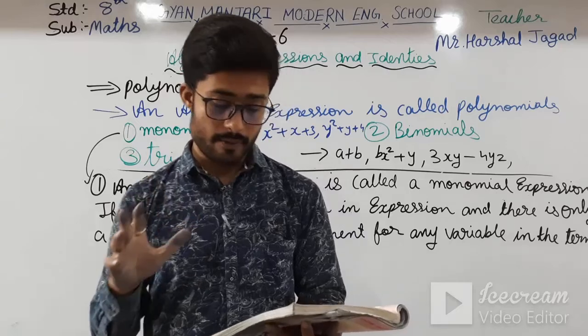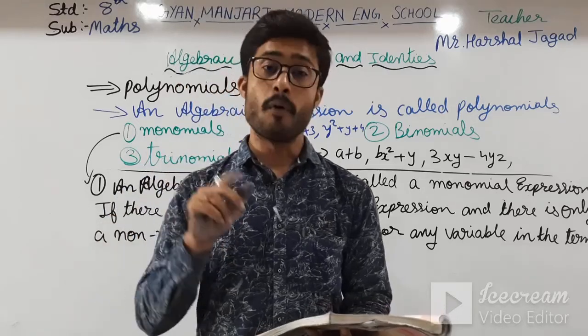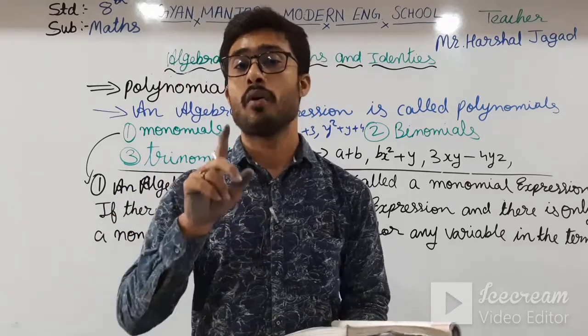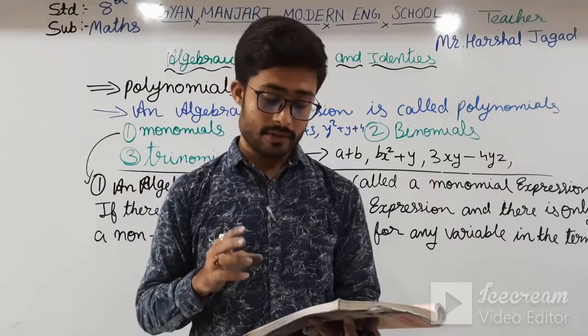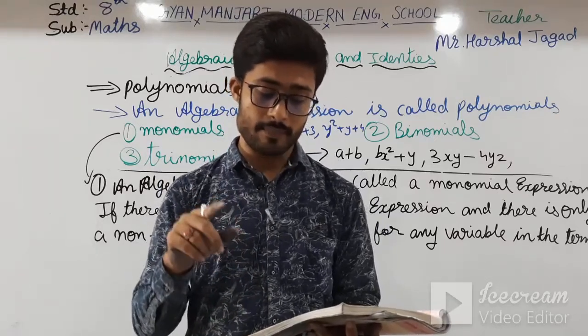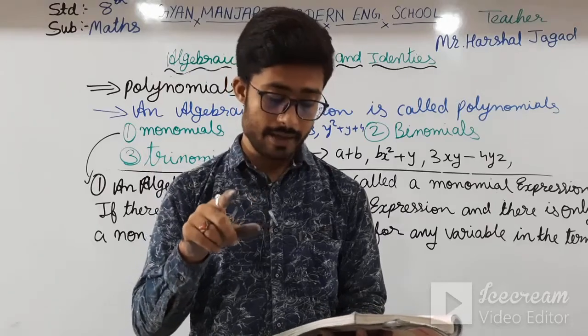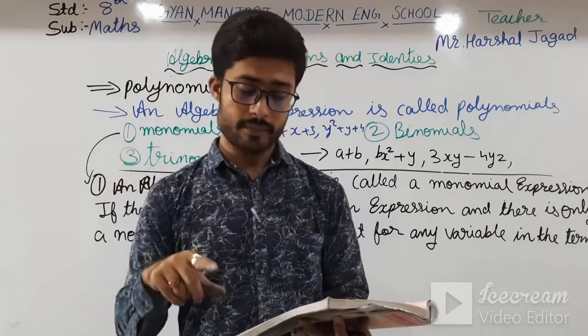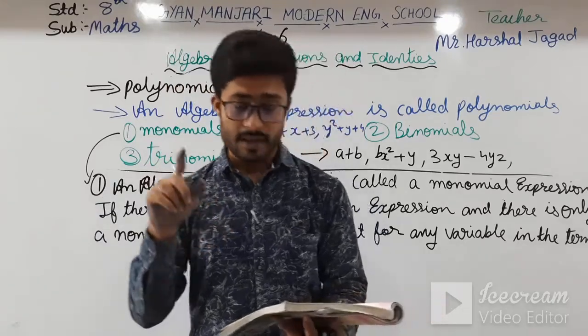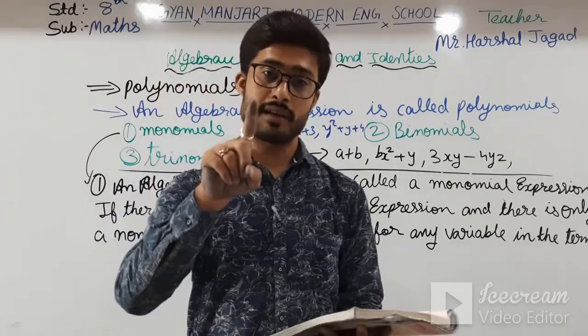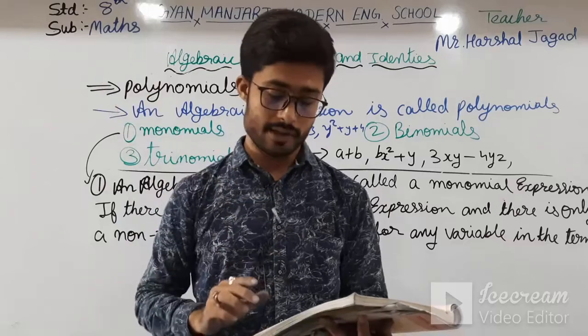F, that is 5. That is a monomial. Why? There is only one term. G, that is x plus y plus z, that is a trinomial. Why? Because it has three terms. H, that is x cube, that is a monomial. Why? Because only one term is there and the power is a positive integer.